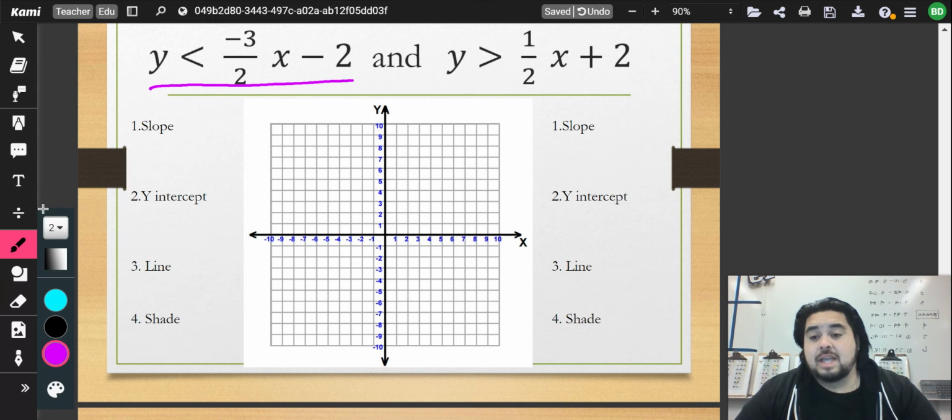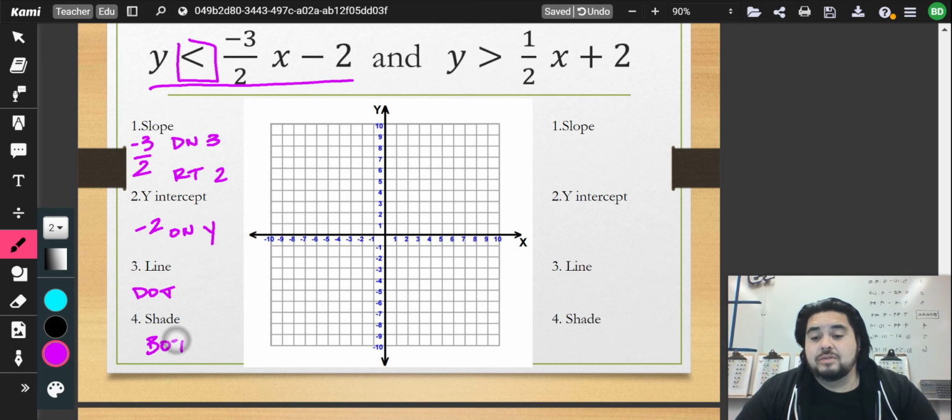So I go through my 4 steps again. My slope is -3 over 2. According to the slope, I'm going down 3 units because the 3 is a negative. I'm going right 2 units because the 2 is positive. My y-intercept is -2, and again, of course, that's on the y-axis. My line, looking at the inequality, is going to be dotted because I don't have an or equal to symbol underneath. And then I'm shading on the bottom because the symbol for the inequality says y is less than. So that means the answers are less than the line, the points that will make this inequality true are below the line. That's essentially what the inequality is saying.